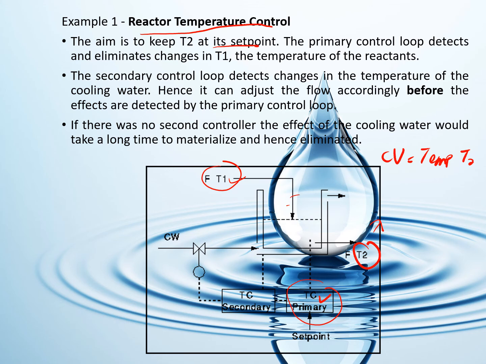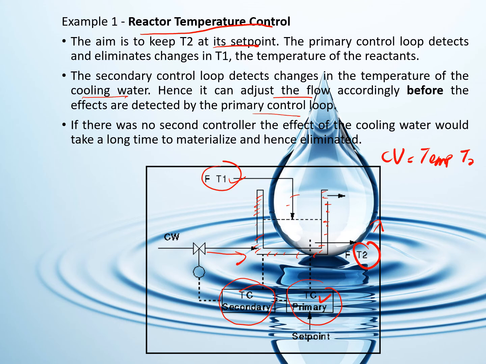Actually, this reactor consists of a jacket, and in this jacket there is a feed of cooling water. The function of this jacket is to cool down the reactor. So the secondary control loop's function is to detect changes in the temperature of the cooling water. It will adjust the flow accordingly before the effects are detected by the primary control loop.